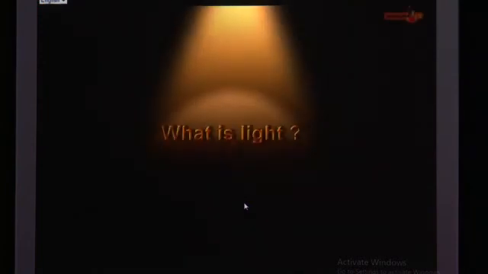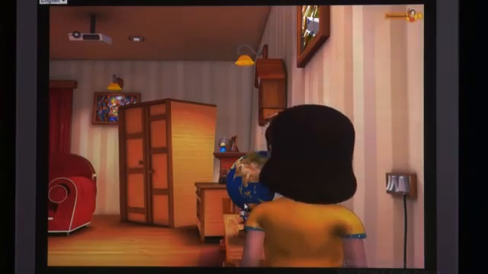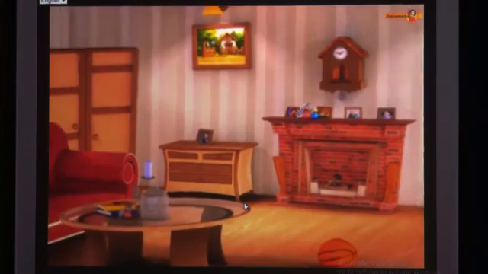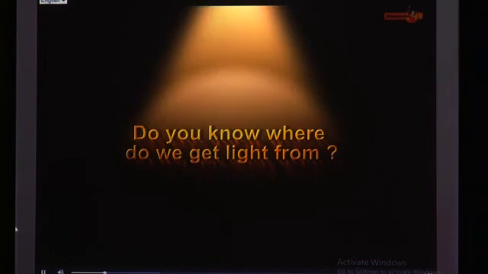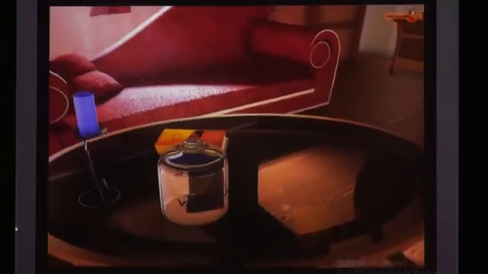What is light? In a dark room, we are unable to see anything. But in a bright room, we are able to see everything around us. Light is a form of energy which makes things visible. Do you know where we get light from? During the daytime, the sun acts as the natural source of light.